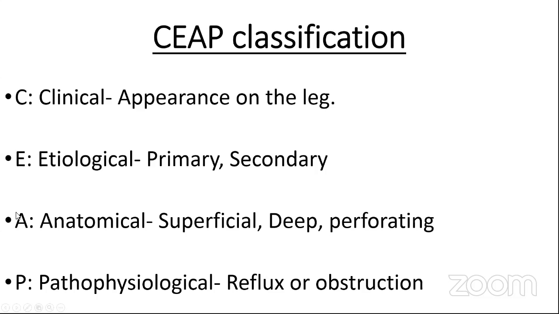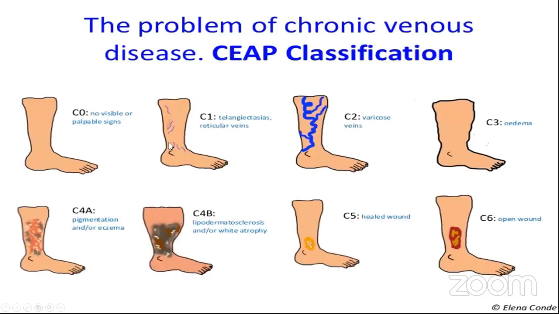Now, see, you can see normal, no visible veins. There are reticular veins. Then you will have varicose veins, then edema of the skin, pigmentation, eczema, lipodermatosclerosis, and healed wound or open wound. This is the clinical classification from C0 to C6. You just remember malleolar flare, lipodermatosclerosis, ulcer, and the veins which are seen.